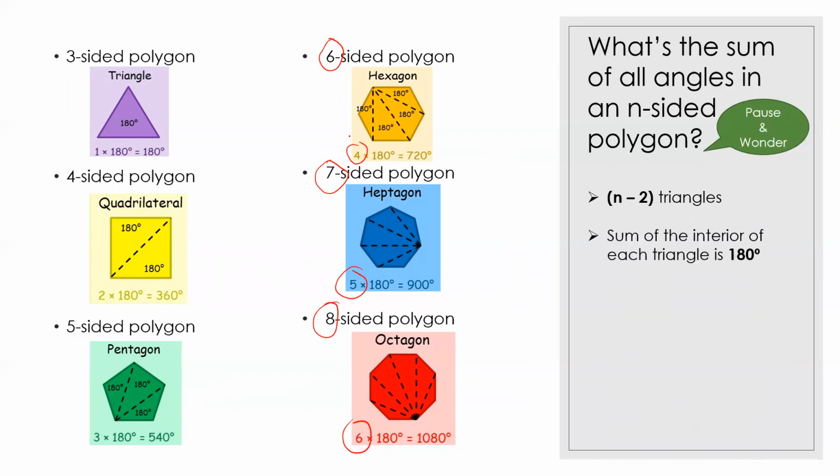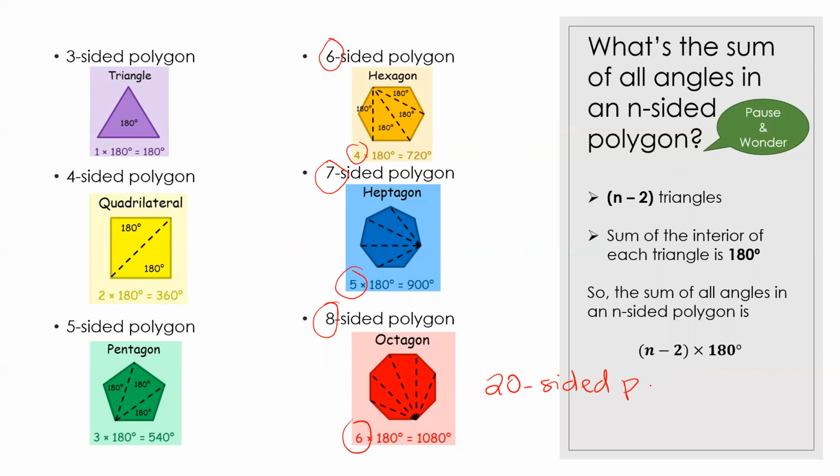And each triangle has a sum of 180 degrees for all the interior angles. So I would say the sum of all the angles in an n-sided polygon is n minus 2 multiplied by 180. So the question I started out earlier was, if I had a 20-sided polygon, then the sum of all the angles would equal to, well, a 20-sided polygon is going to have n minus 2, which is 18 triangles, and each one of them is 180 degrees. And I'm sure you can do that calculation. All right, so that's one of the learning objectives for today.